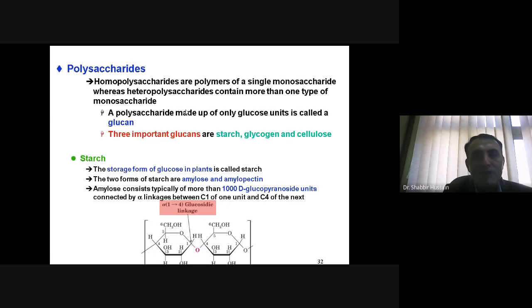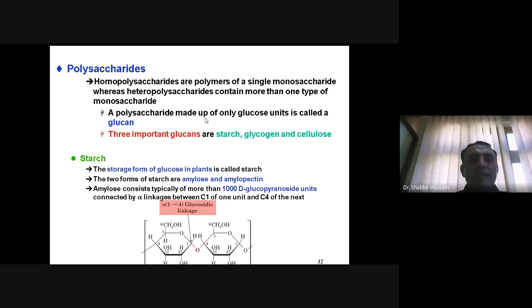If you are talking about the other polysaccharides, polysaccharides are classified into two types. One is homopolysaccharide and another is heteropolysaccharide, right? Homopolysaccharides are polymers of a single monosaccharide. On the other hand, heteropolysaccharides contain more than one type of monosaccharide, right?